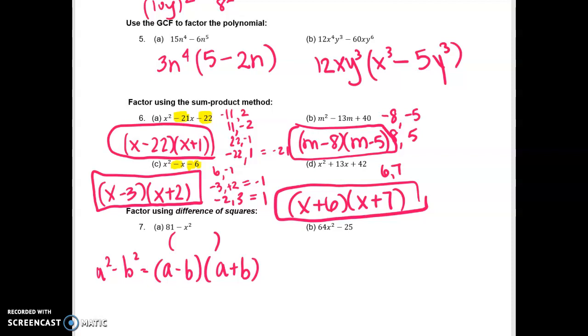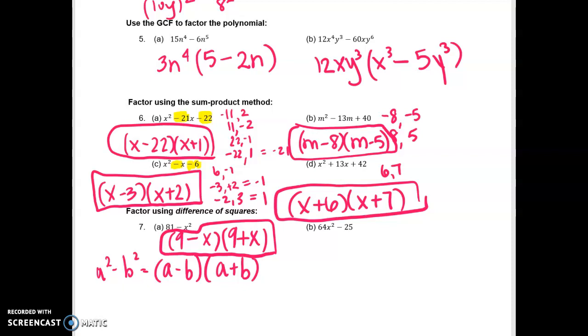This time, if we have 81 instead of a squared, that means a must be 9. And then we put a 9 and a 9 right there. And then our b squared here is x squared, so we write an x in this spot. And we go ahead and write a minus sign and a plus sign. So that's number 7a. And it's important to put the 9 first here because of the original binomial here. The original has 81 first.